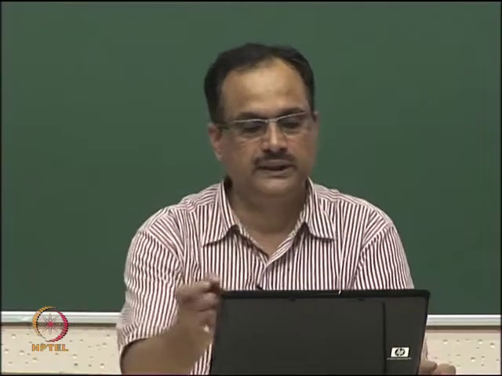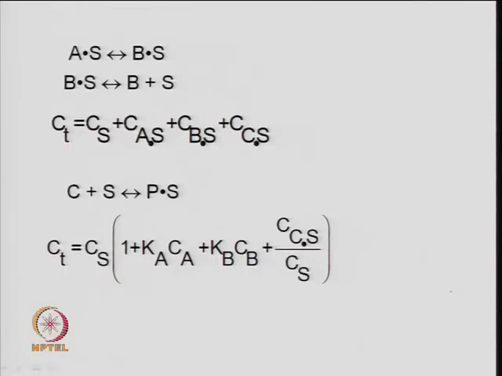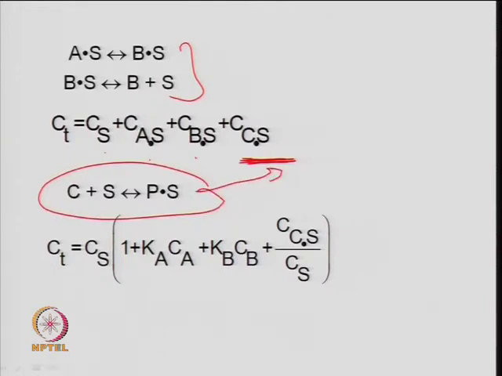So, these details have been given here further. A (adsorbed as A s) gives you B s, and finally B s comes to B plus s, which we already did. C t is C s plus C A s plus C B s plus C C s. So, the poison precursor, and this C C s comes from this C plus s gives you P s, right, or C s. So, one can very easily write a site balance in terms of C t.